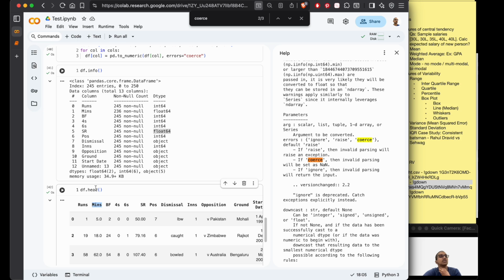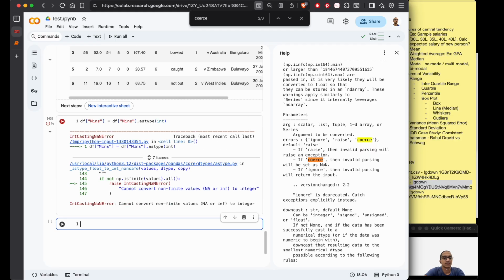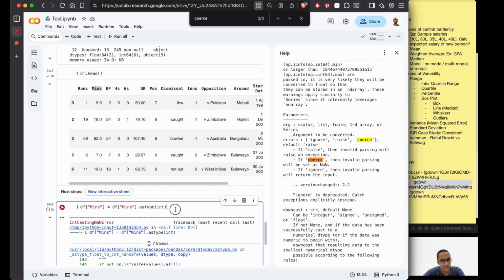So what we will do is we'll try to force df mins equals dot astype. Let's see what happens. Nope, cannot convert, non-finite value. So there are some infinite values somewhere in between. So we cannot do this directly.